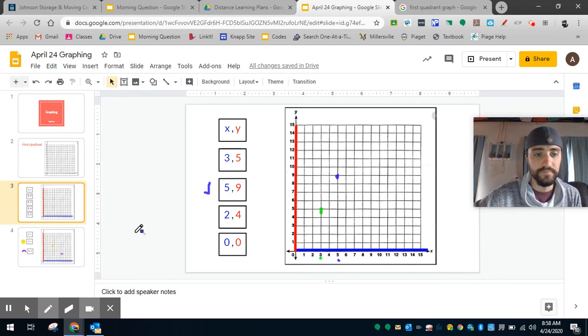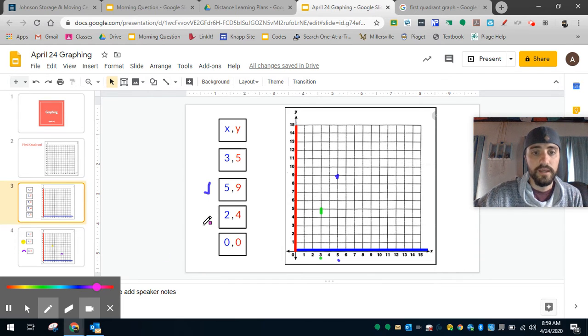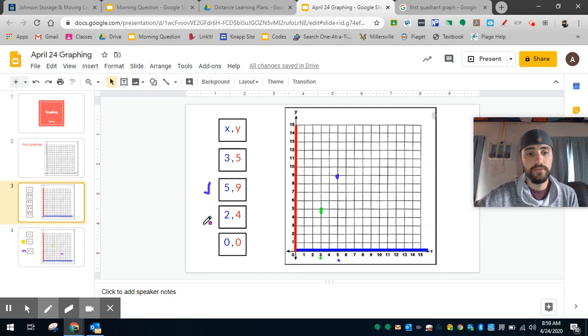All right, next one. Let's change our color up. Let's go to this. Okay, for this problem, do I go over first or up first? Right, I go over first. I always start by going over. The first number is the X number, and that is 2. So let me go over 2, bada bing, bada boom. Over 2 and up how many? 4. I go over 2 and up 4, and I would plot my point right there.